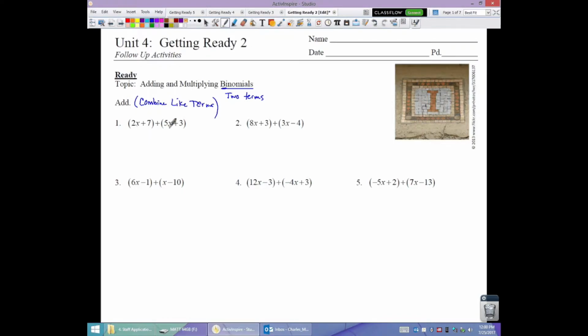So 2x and 5x makes 7x. 7 and 3, positive 10. It is just that simple. That can't be simplified any further because this term has an x, the 10 doesn't. Number 2, 8x and 3x makes 11x. 3 and negative 4 makes minus 1.